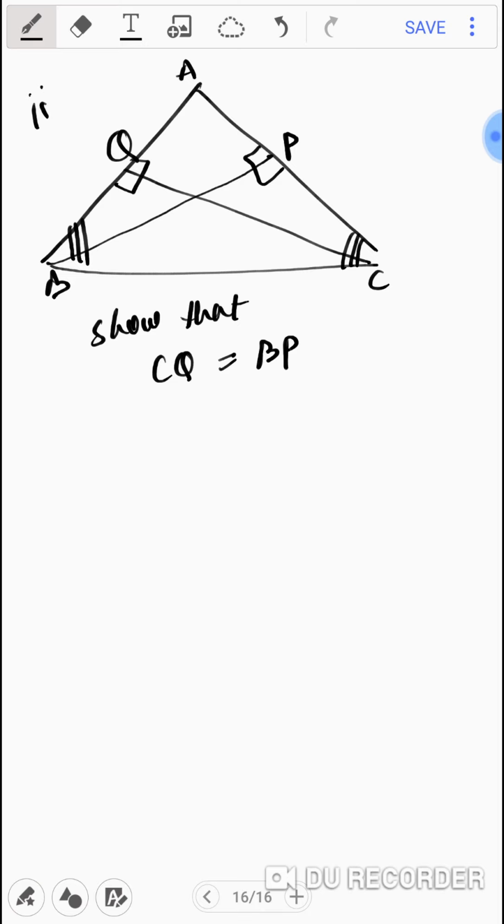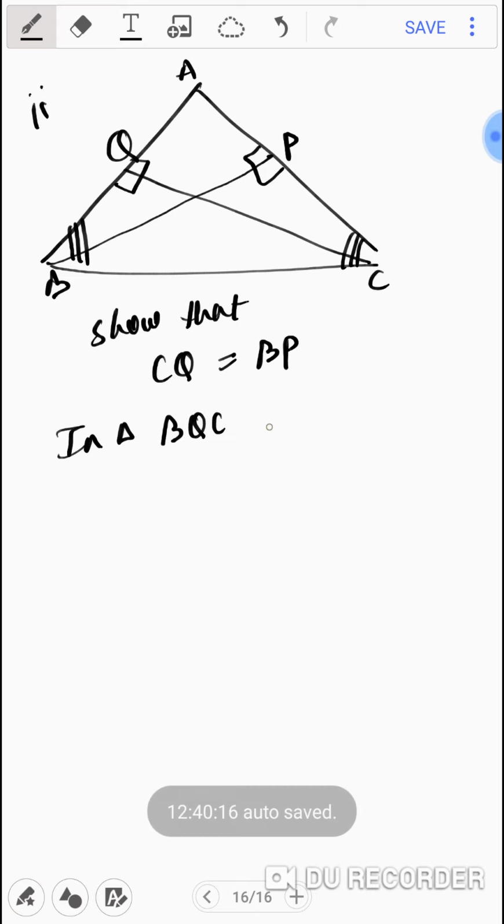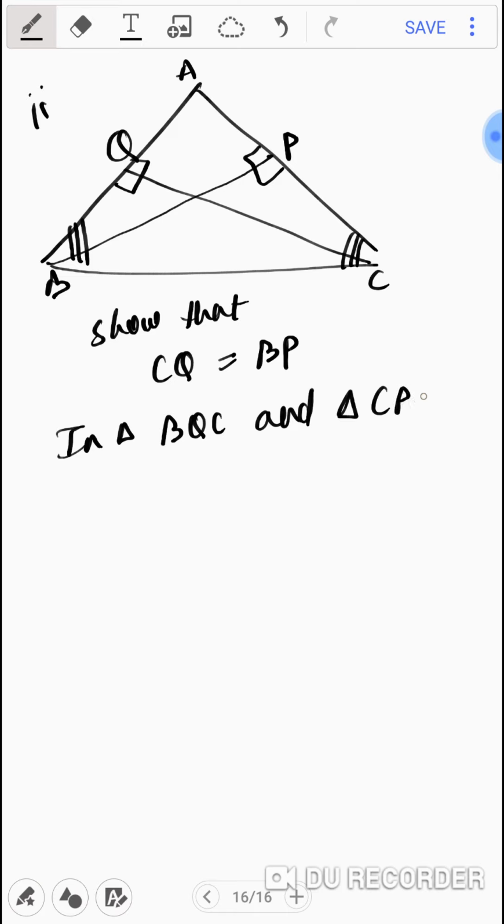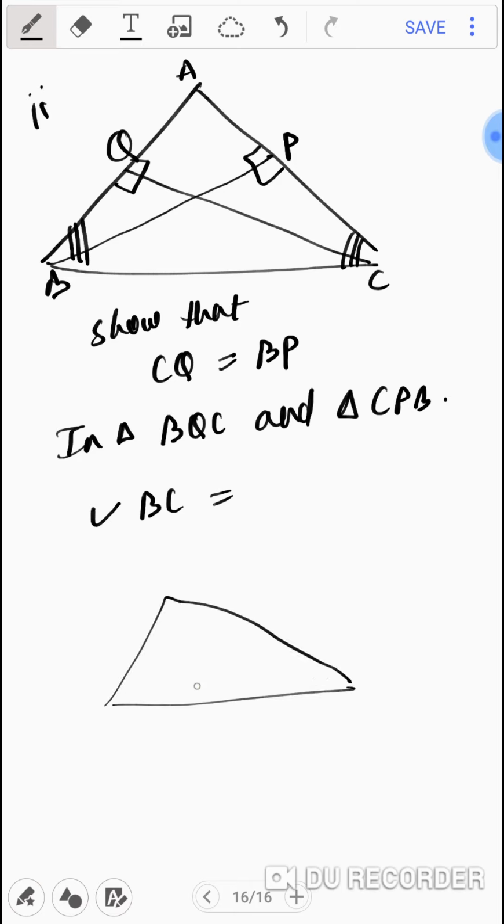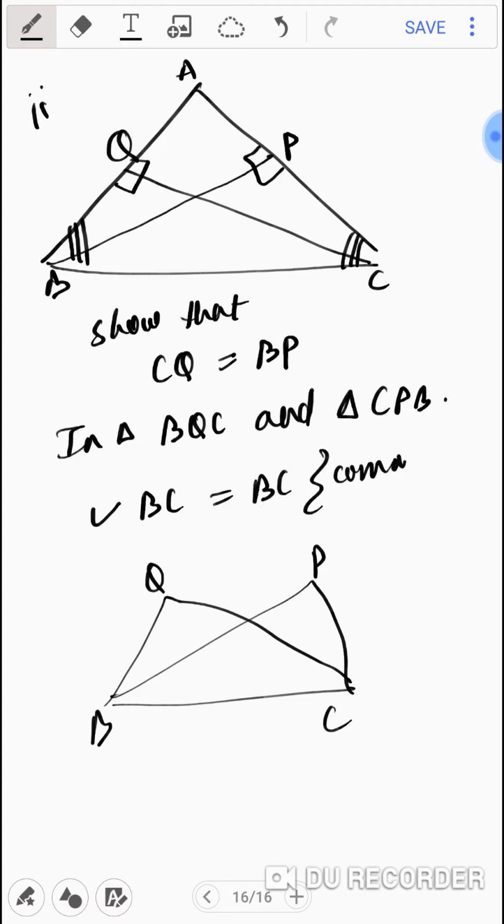Clear? Again we can take, in triangle BQC and triangle CPB, if you notice, your first reason is that both triangles have a common base BC. Both triangles stand on BC. Like this one is on BC and then this one, in this way both stand on BC. So BC is equal to BC. We can write common base.